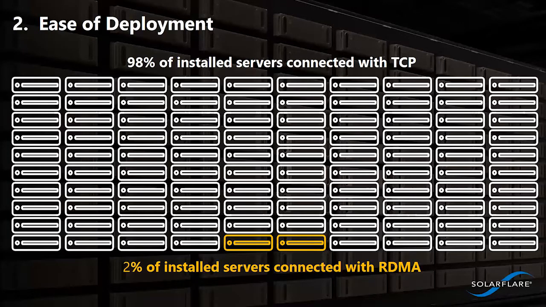Ease of deployment. So 98%, could be debatable, but we claim 98% of installed servers out there in the world today are connected with TCP. A very small percentage are connected with RDMA. Depending on whether it's iWarp or RoCE, there's a fairly small deployment. So TCP is everywhere. Next slide, please.